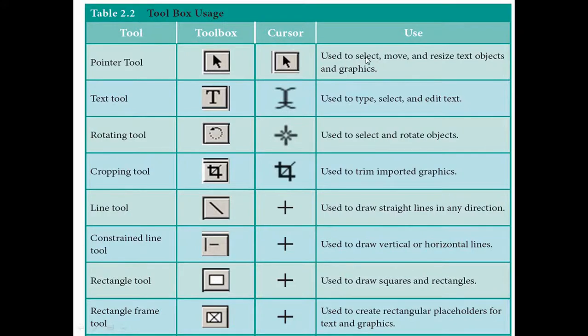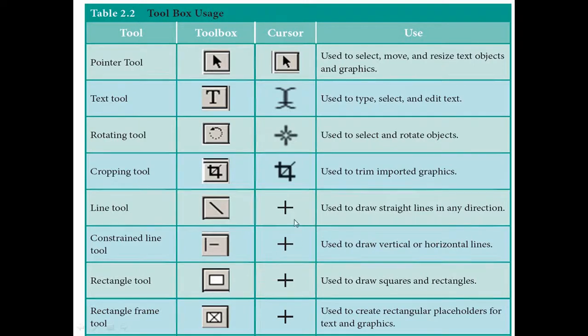Pointer tool, it is used to select, move, resize text objects and graphics. Text tool, often you will be using this tool. It is used to type, select and edit text. Rotating tool, this is used to select and rotate objects. Cropping tool, you know, it is used to trim imported graphics. Line tool, it is used to draw straight lines in any direction.